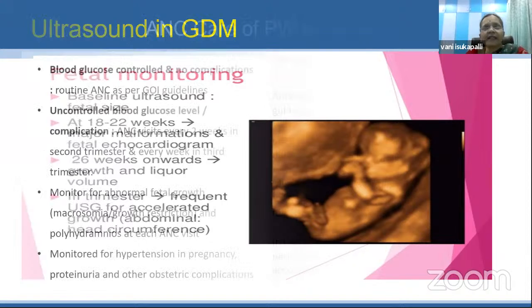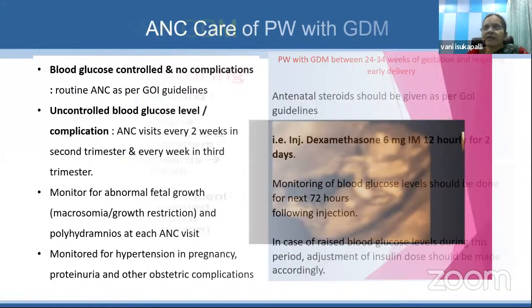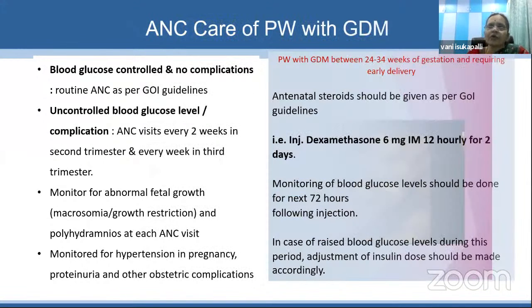Then regarding antenatal care, for those who have well-controlled blood glucose levels, you are not expecting any complications. So routine antenatal care as per the Government of India guidelines is more than sufficient. But for those women who have uncontrolled blood glucose levels, that is the case where you expect some complications. So these cases need even more frequent antenatal visits, and frequent ultrasound examination to look for abnormal fetal growth or excess liquor in the form of polyhydramnios.